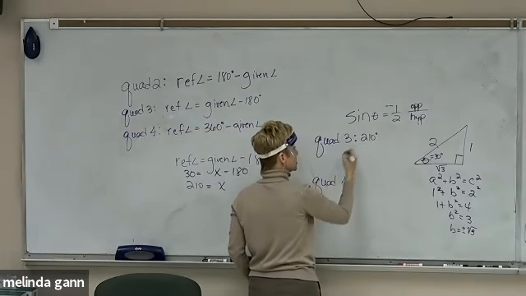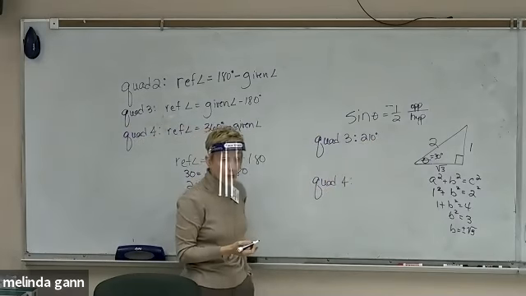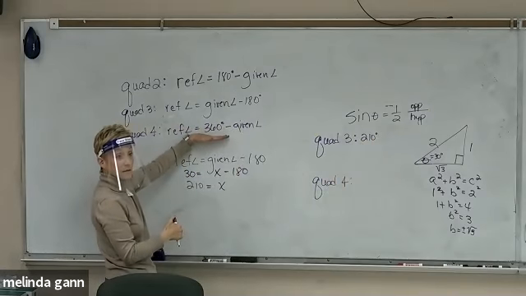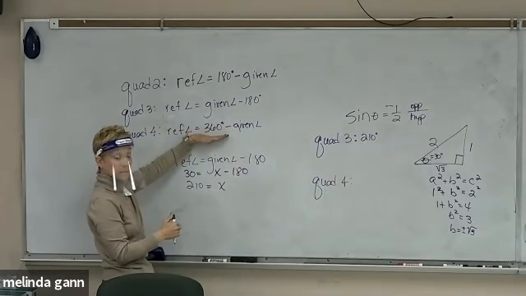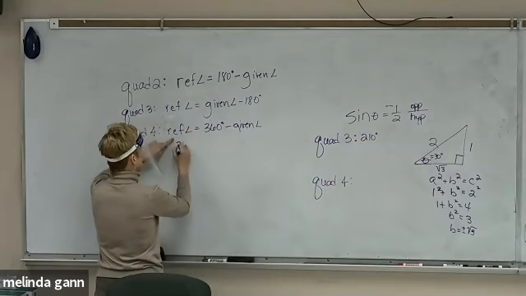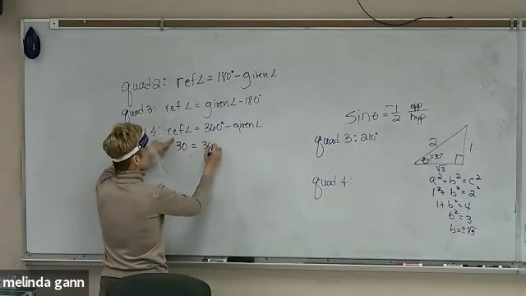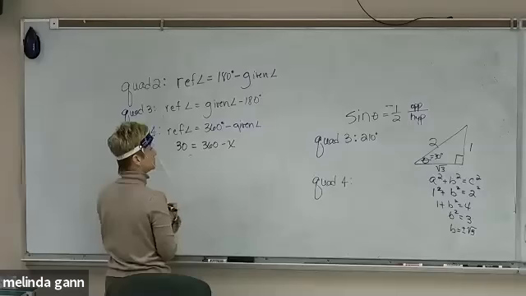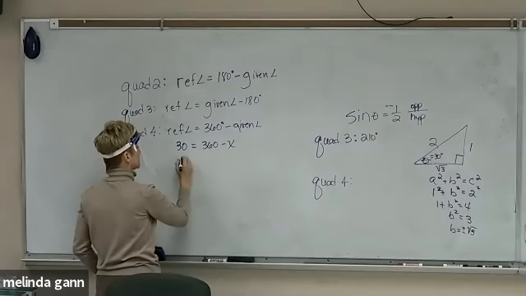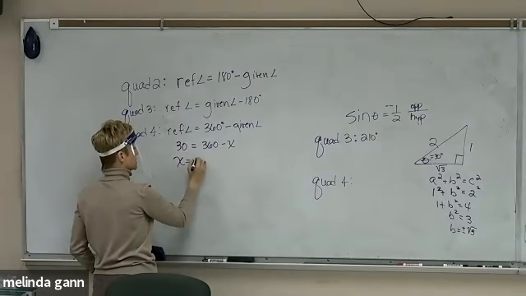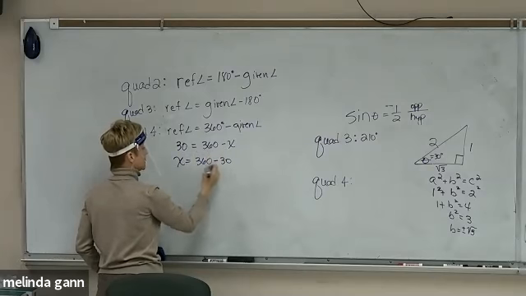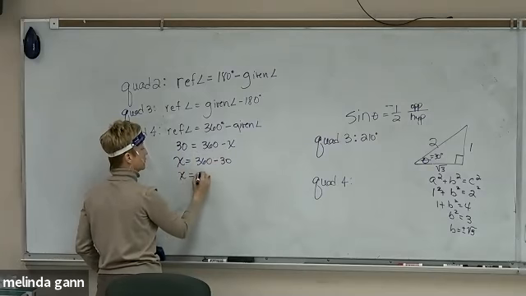Now I'm going to change these in just a second. How would I get my quadrant 4 angle? Well, now I don't use this rule, I use this rule, right? So now my reference angle, 30, is 360 minus something. So solve that for x. X is going to be 360 plus or minus 30? Minus 30. So what's my quadrant 4 angle? 330.